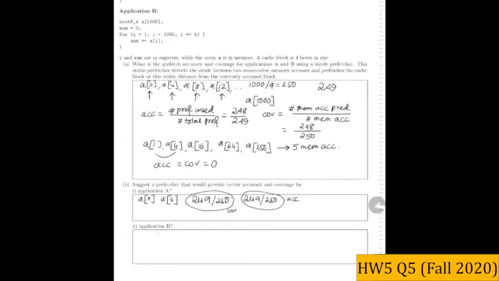Now let's suggest a prefetcher that would provide better accuracy and coverage for application B. Most common prefetchers such as stride, stream, and next block prefetchers would not improve prefetch accuracy for application B, as application B does not have an access pattern for which prefetchers are commonly designed. So in this case, some form of pre-execution based prefetcher like run-ahead execution could help improve prefetch accuracy.